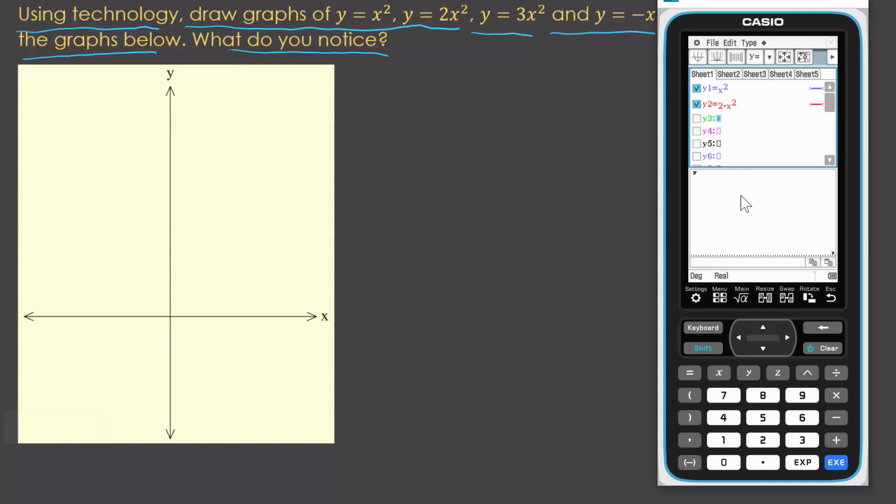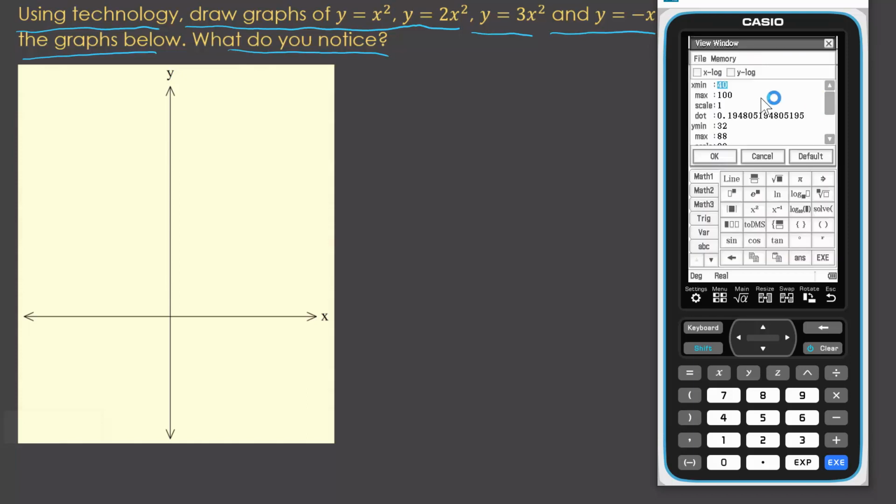And then I'm going to have 3x squared. So that's going to be the green one. And then we've got negative x squared. Now when I graph, it should graph all of them down here. Now the fact they haven't come up is probably because I just have the wrong view window.